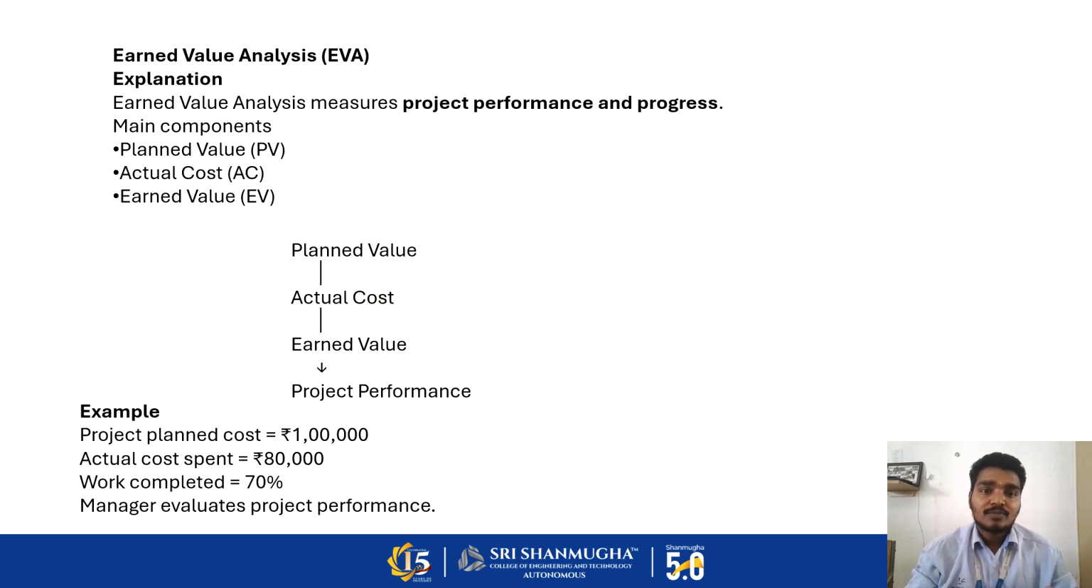So next we get to the earned value analysis explanation. So what is earned value analysis? It measures the project performance and progress. It has three main components: planned value, actual cost, and earned value. So what is planned value? It is compared with the actual cost and earned value to judge project performance. For example, we plan the project cost at 1 lakh. The actual cost went to 80,000 and the work completed is 70%. So the manager evaluates the project performance. That is called earned value analysis.